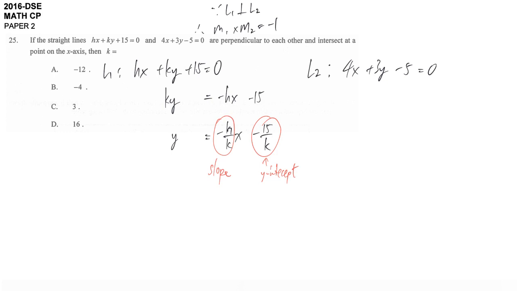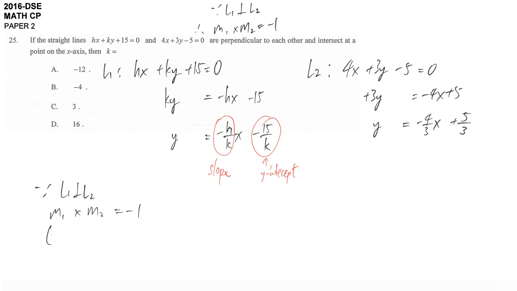So we do the same for the second line. 3y is equal to -4x plus 5. Both sides divided by 3, so -4 over 3 times x plus 5 over 3. And then we get the second slope, -4 over 3. Since L1 is perpendicular to L2, m1 times m2 equals -1. That means -h over k times -4 over 3 is equal to -1, so h over k is equal to -3 over 4.